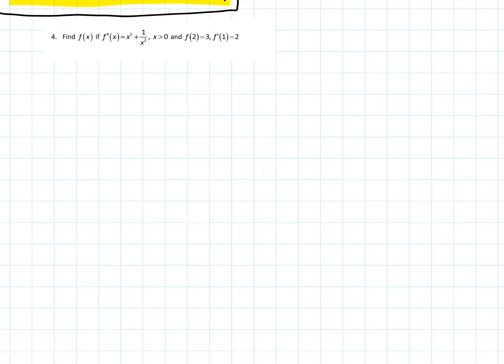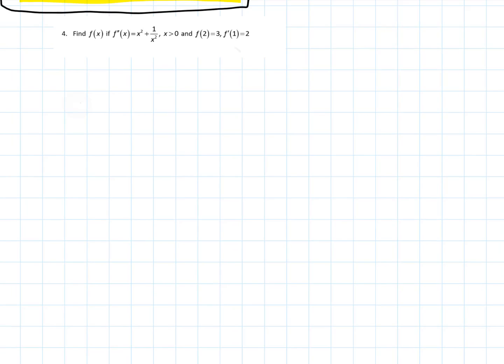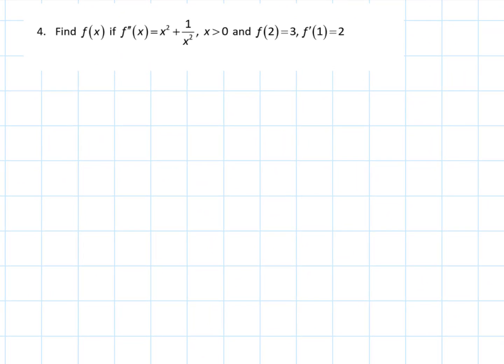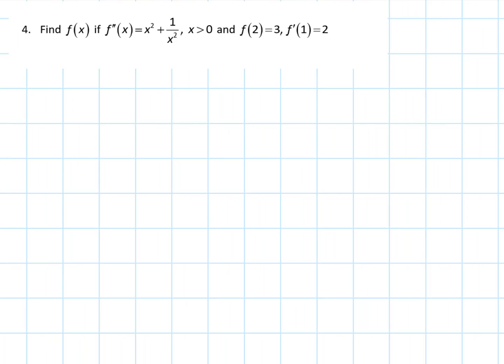Let's look at one more of these, and then we'll get into a specific context. So let's take a look at this one. Let's make that a little bigger. It's really small. This time, we are told to find f of x if f double prime of x is given. So check that out. With f double prime, we're actually going to have to do repeated antiderivatives.